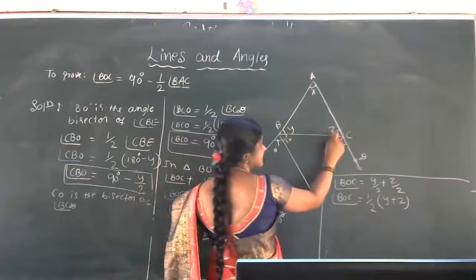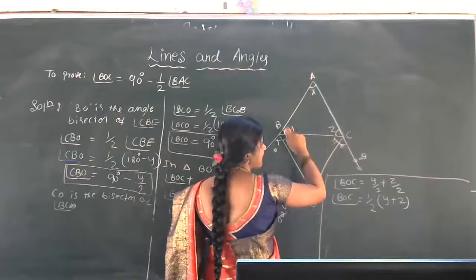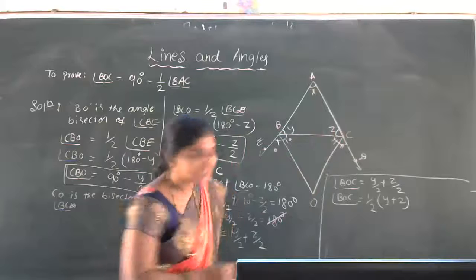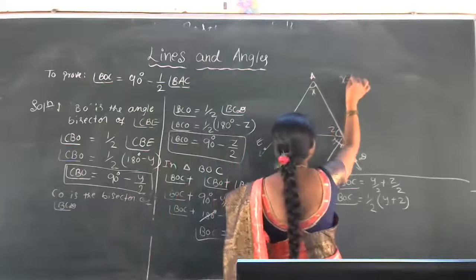ABC is a triangle. X plus y plus z is equal to 180 degrees. Yes, x plus y plus z is equal to 180 degrees.